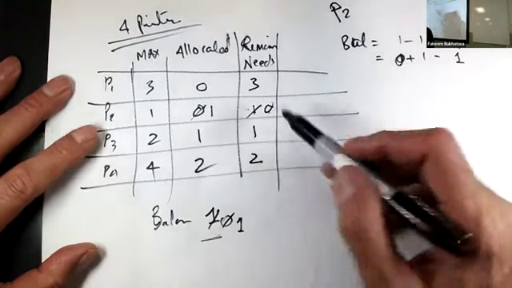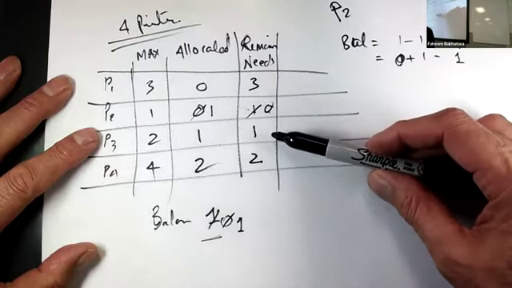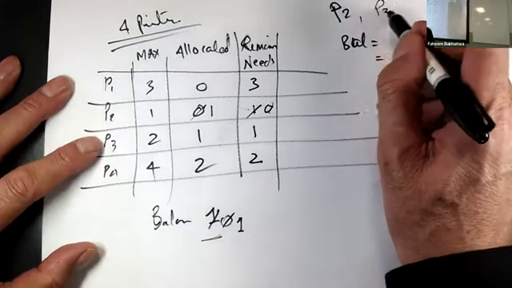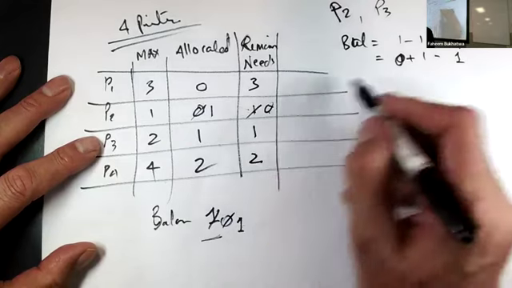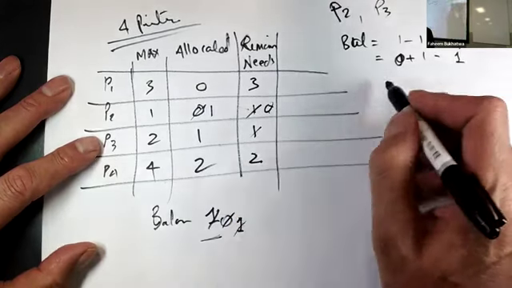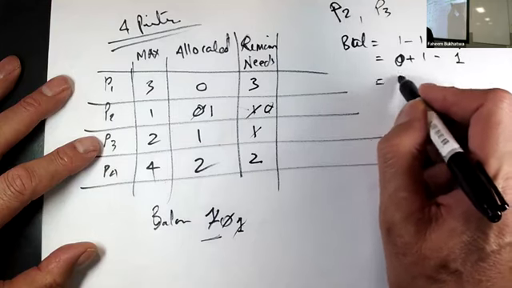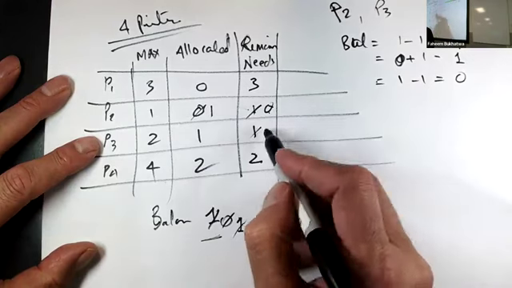Now, we have 1 printer. Can we satisfy anybody? We can satisfy this one. So we started with process 2. Now we can go to process 3, and we can give it the printer. That means we have no more printers left with us. So from 1 minus 1 equals 0. So we have a 0 balance.